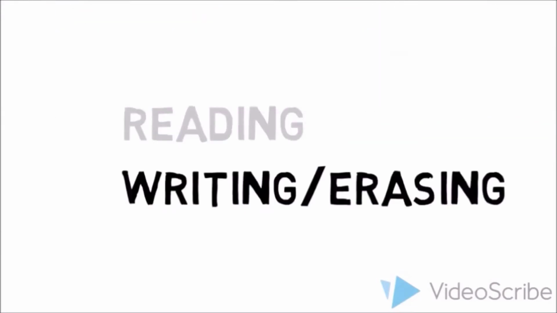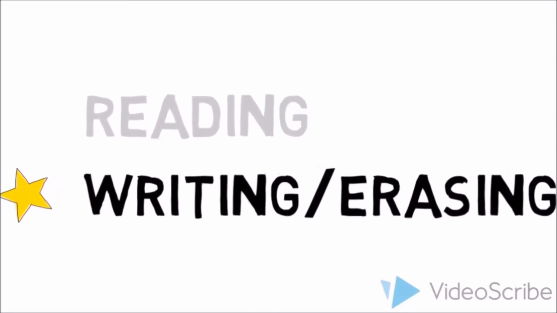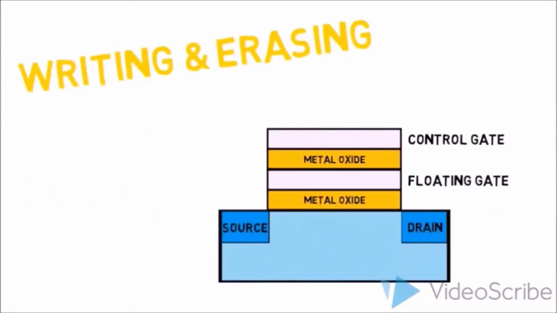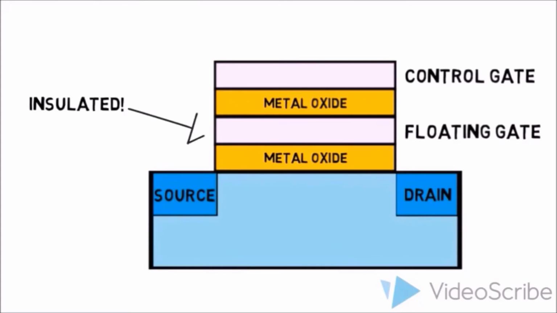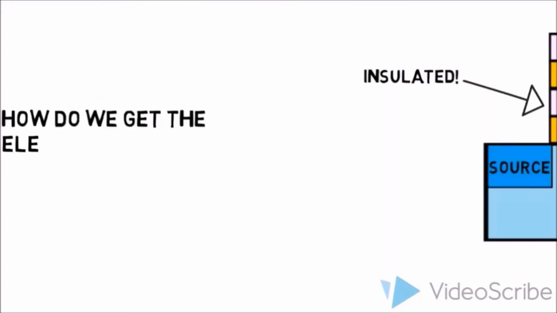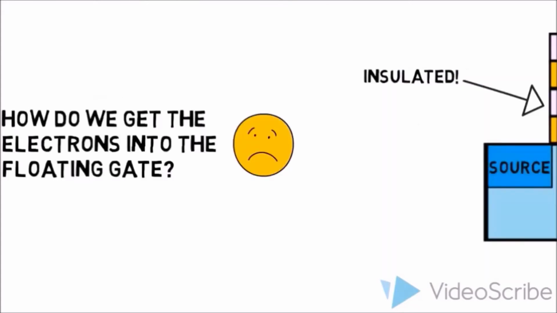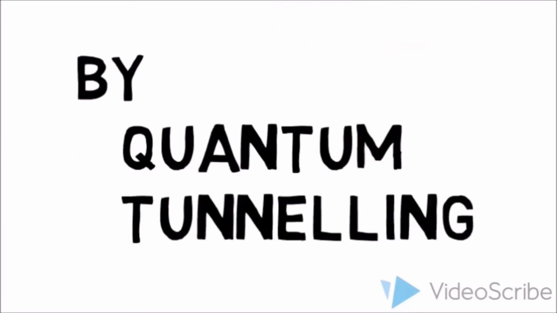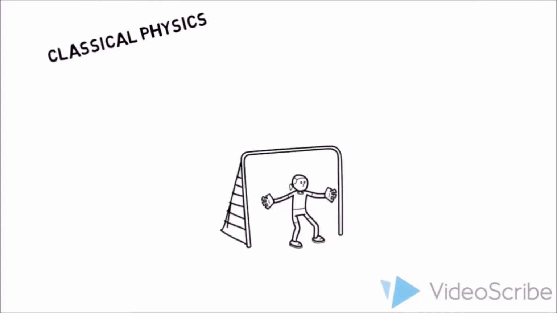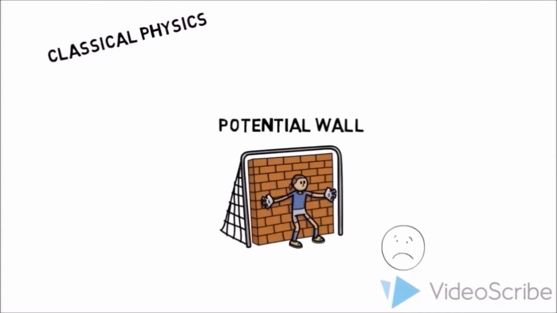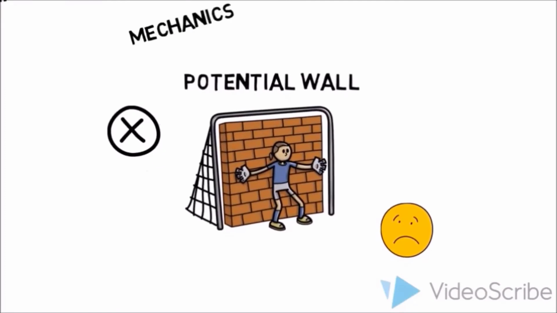Now, how is data written to the flash memory? Recall that the floating gate is insulated by layers of metal oxide. To write memory, we have to send charges through these oxide layers. How do we do that? The answer is quantum tunneling. Let us adopt the following analogy. The metal oxide acts as a potential wall. According to classical physics, an electron will never be able to penetrate to the other side of the wall. However, quantum mechanics tells us that it's possible.